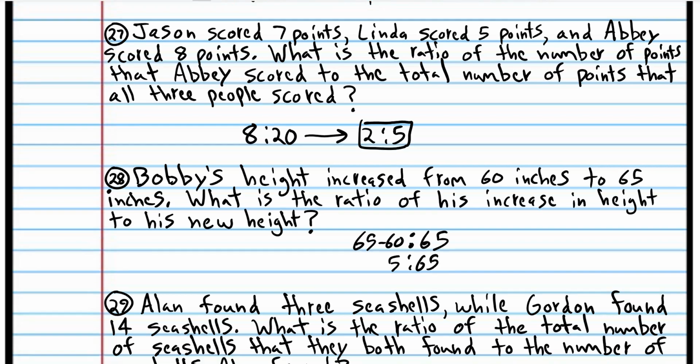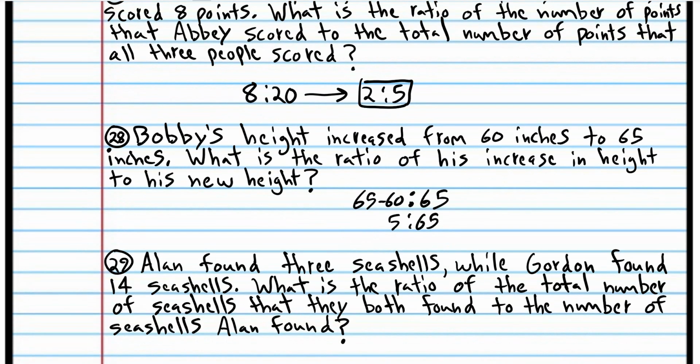So 5 goes into both those, so divide both by 5. 5 divided by 5 is 1, and 65 divided by 5, we'll do that over here. 5 goes into 6 one time. 5 times 1 is 5. 6 minus 5 is 1. Bring down the 5. 5 goes into 15 3 times. 3 times 5 is 15. Remainder 0. 15 minus 15 is 0.